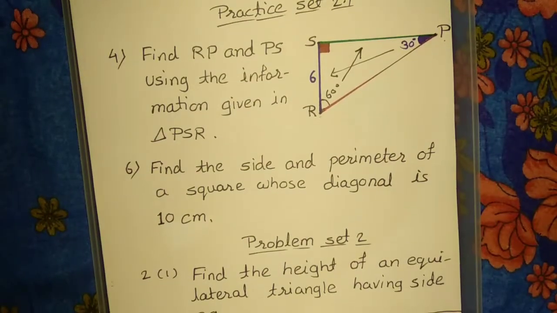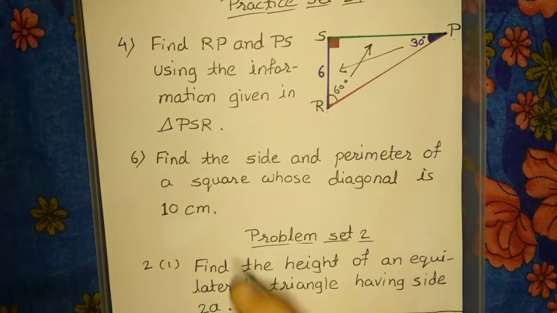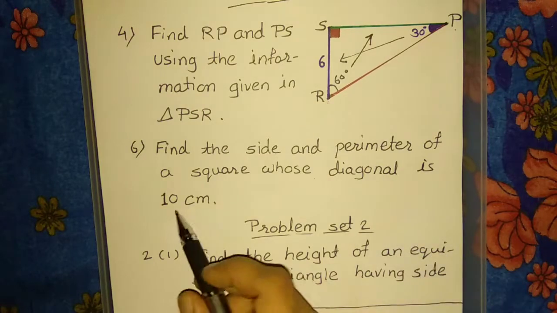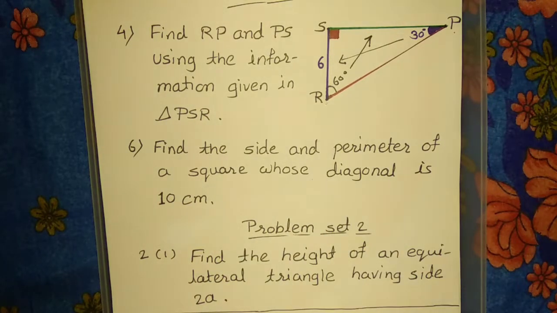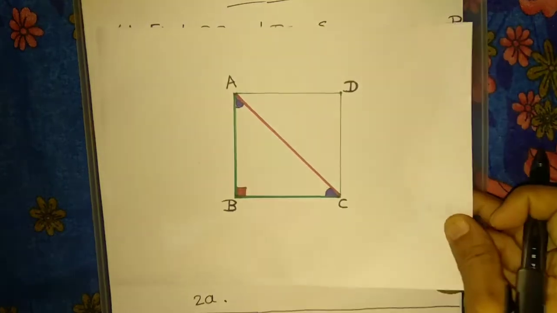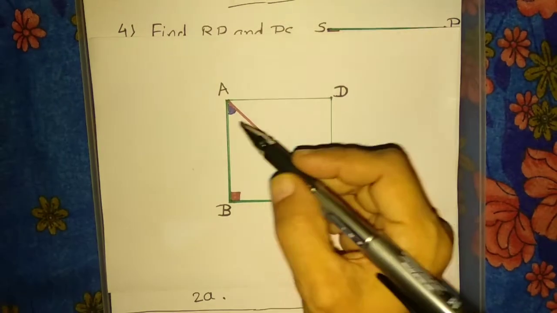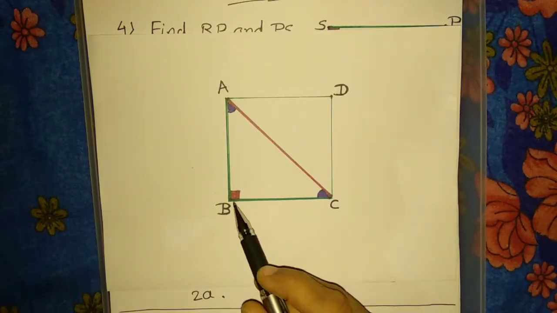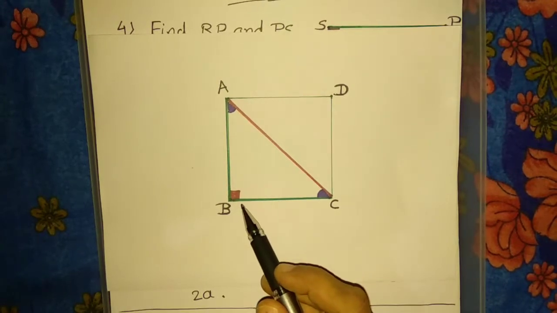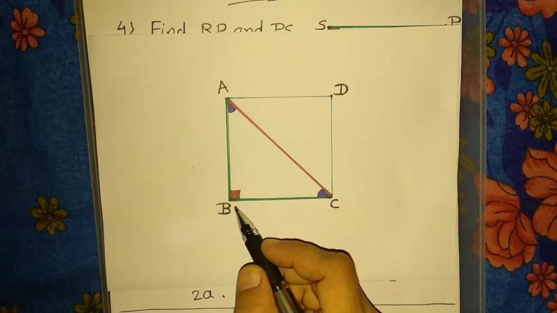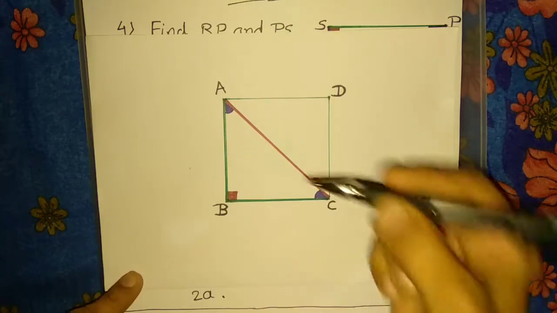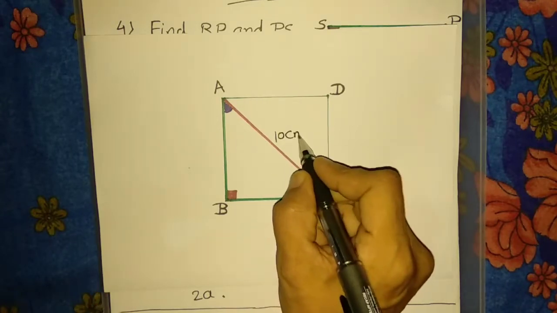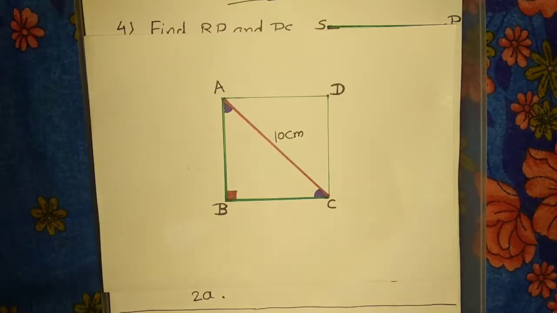Second question is, find the side and perimeter of a square whose diagonal is 10 cm. यहाँ पर हमने स्क्वायर बना कर लिया है, स्क्वायर ABCD. We know angles of square are right angles. Therefore, angle B is of 90 degree. AC is diagonal and it is given 10 cm.